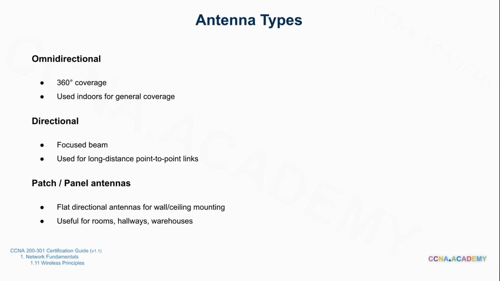Antenna design influences how Wi-Fi signals spread. Omnidirectional antennas provide 360-degree coverage and are ideal for general indoor use. Directional antennas focus energy in one direction, making them perfect for long-distance links. Patch and panel antennas offer controlled coverage in hallways or rooms. Understanding antenna patterns helps ensure coverage where users actually are.